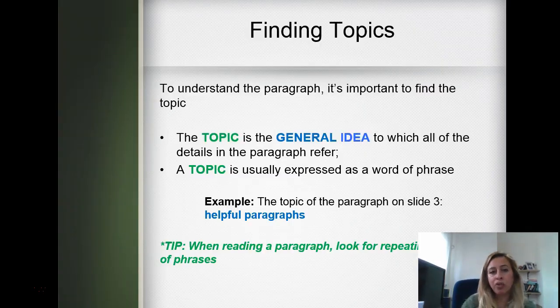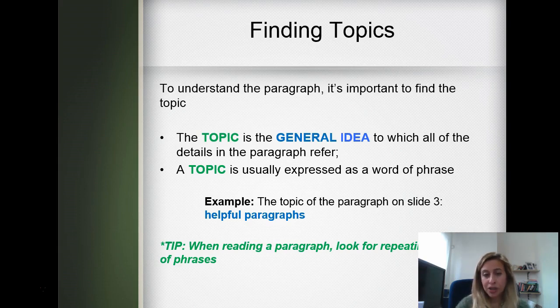How do we find topics? To understand the paragraph, it's important to find the topic. The topic is the general idea to which all of the details in the paragraph refer. A topic is usually expressed as a word or a phrase. For example, the topic of the paragraph on slide 3 is helpful paragraphs.